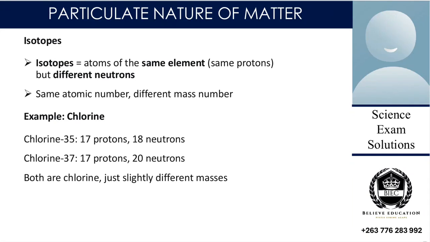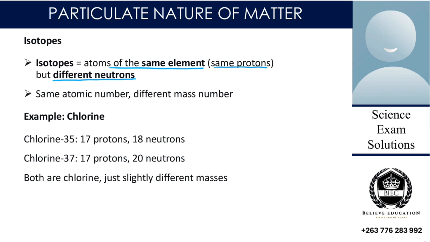So we are continuing on the particulate nature of matter, and today we are on isotopes. Isotopes come from atoms, so we need to understand what causes an atom to become an isotope. Isotopes are atoms of the same element with the same number of protons but a different number of neutrons.